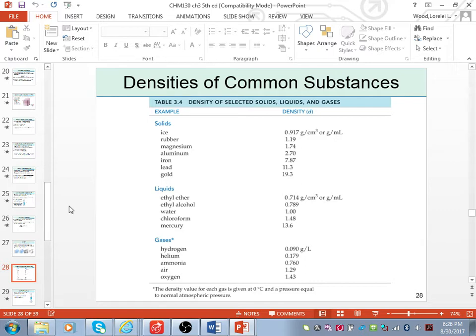Well, what would happen if I took ice and I put it in, for example, some ethyl alcohol, which has a density of 0.789? What would happen if I put ice in ethyl alcohol? It would sink to the bottom, which is kind of unusual. People say, oh, ethyl alcohol is clear. It looks like water. You put an ice cube in it, blip, it goes right down to the bottom.